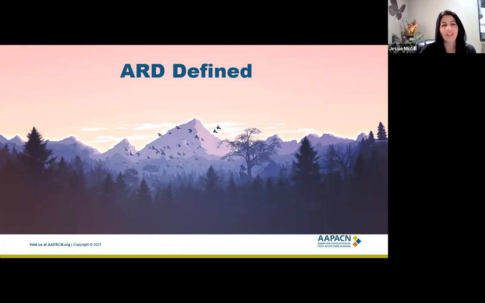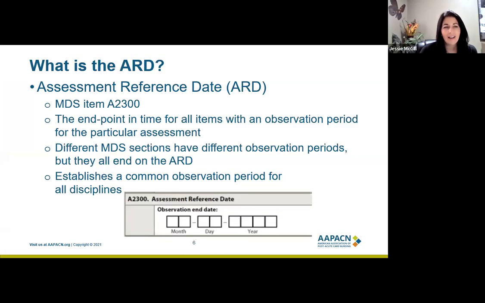All right, so we're going to start with ARD Defined. The ARD is the assessment reference date. This is MDS item A2300, and it is the endpoint in time for all items with an observation period on that particular assessment. And different MDS items and sections have different observation periods. But what they have in common is that all of those observation periods end on the same day, which is the ARD. So this establishes a common observation period for all the interdisciplinary team members that are working on the MDS, and they all know when their observation period ends based on that ARD.